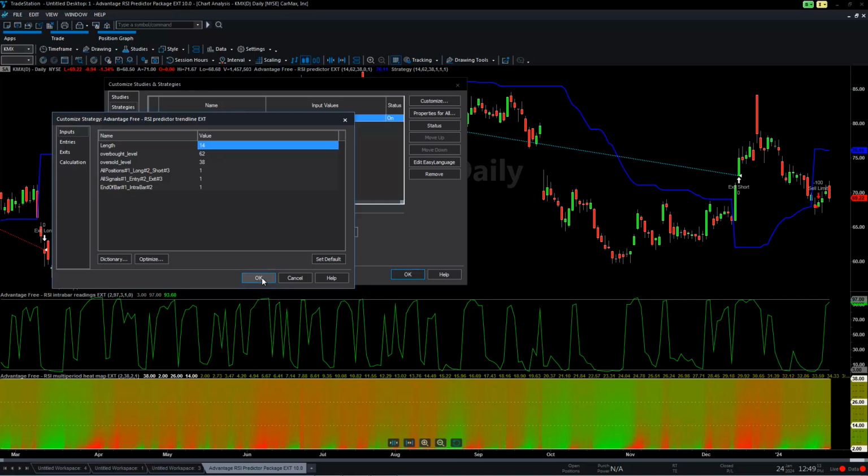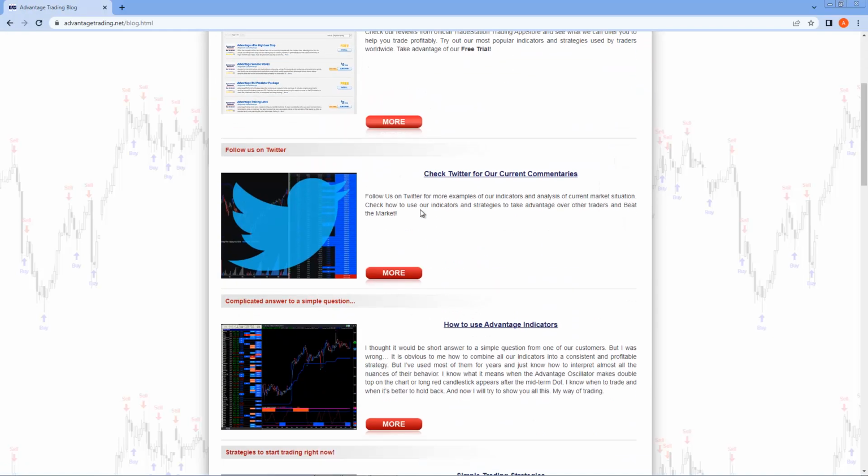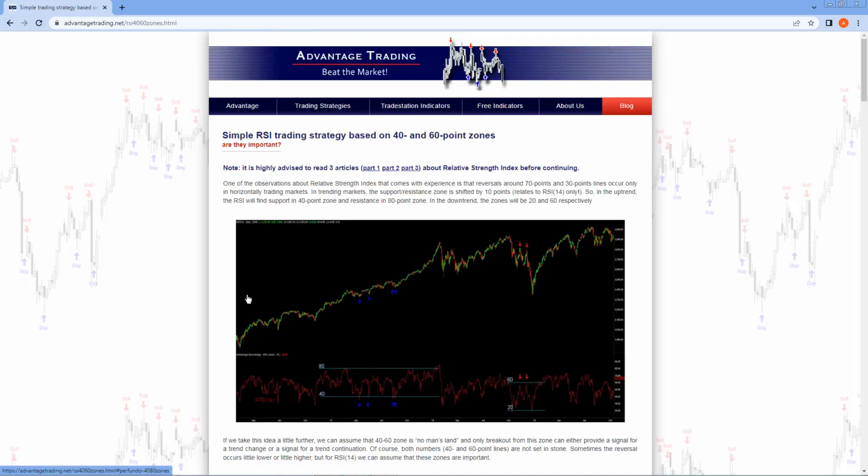We have a comprehensive article about the strategy and the proper way of optimizing it that can be found in the blog section of our website. You can go to advantagetrading.net, go to blog, and then look for trend following strategy based on RSI indicator.